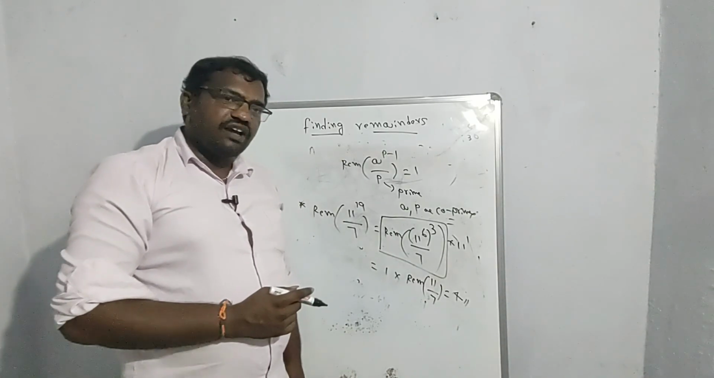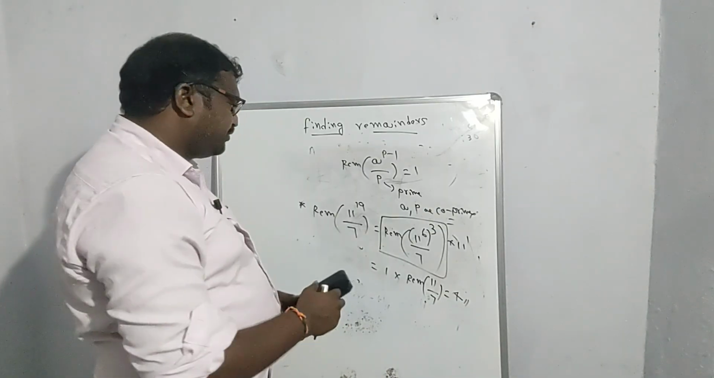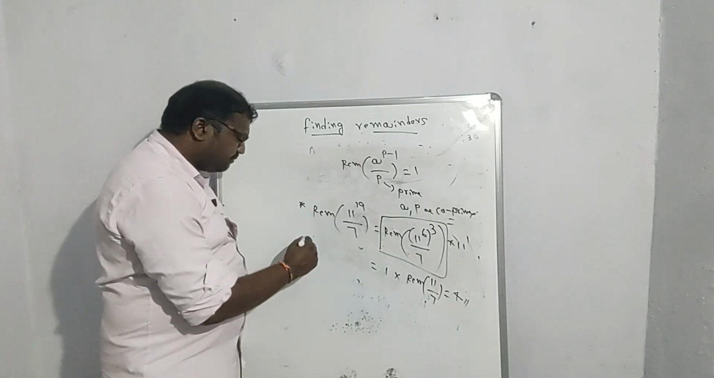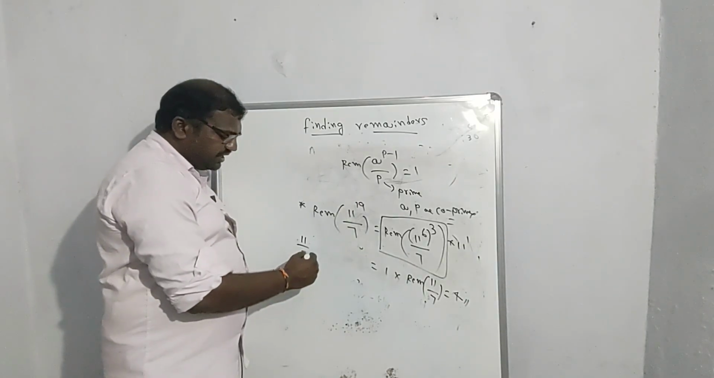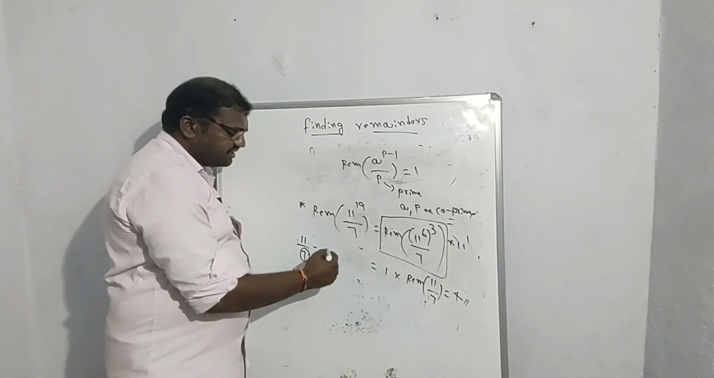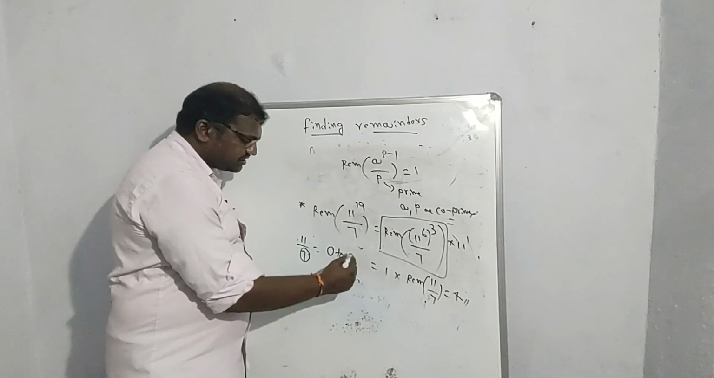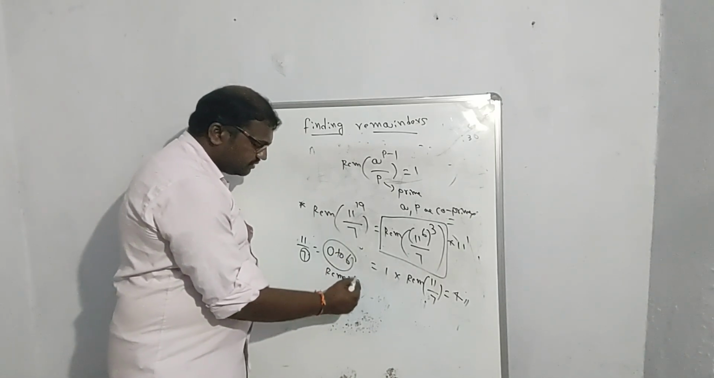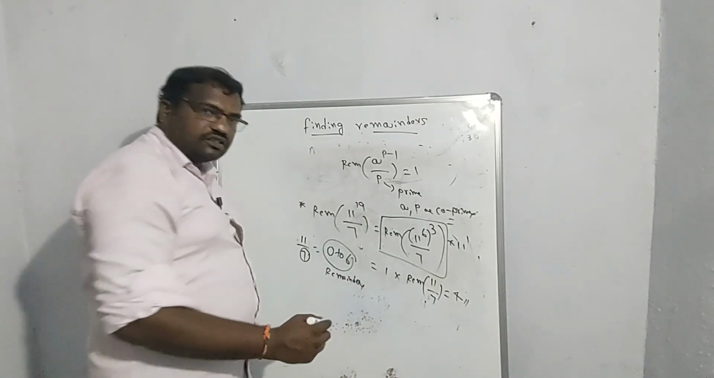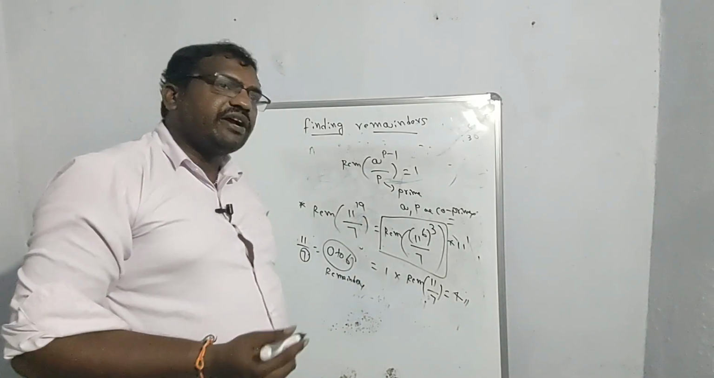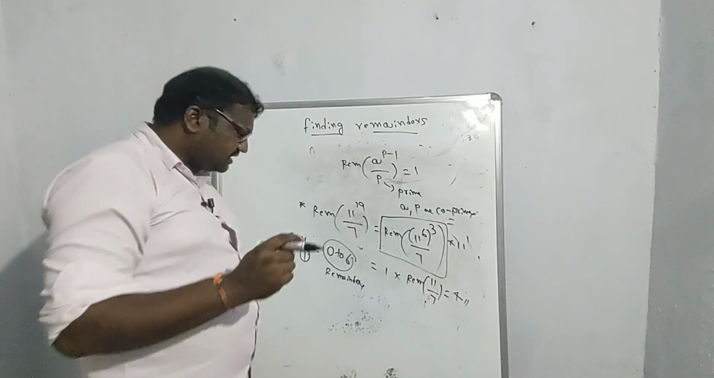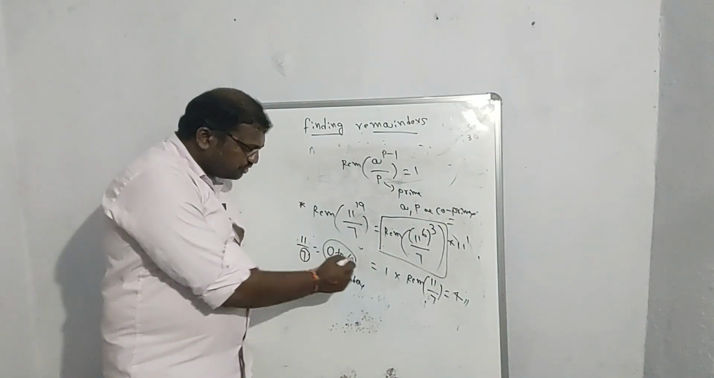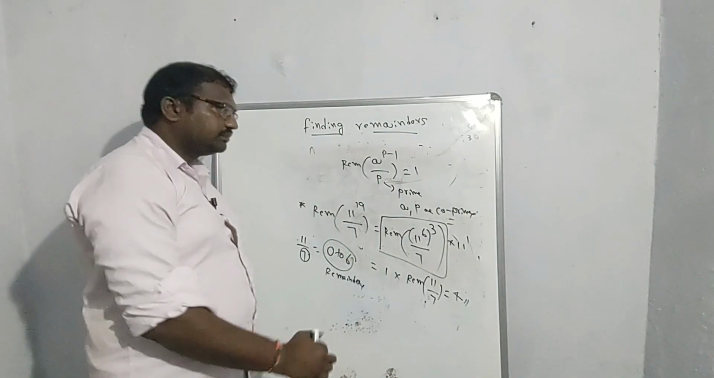And one more point, which I just missed: your remainder should always be less than the divisor. If you divide 11 by 7, your remainder should be less than 7. What are the possible remainders? 0 to 6. If it is more than 7, it is not considered a remainder.